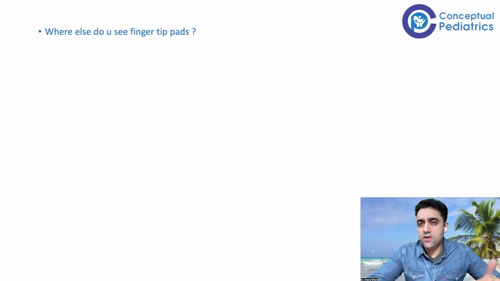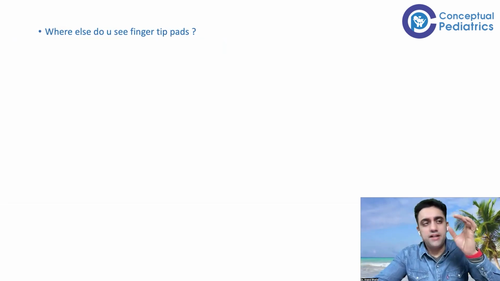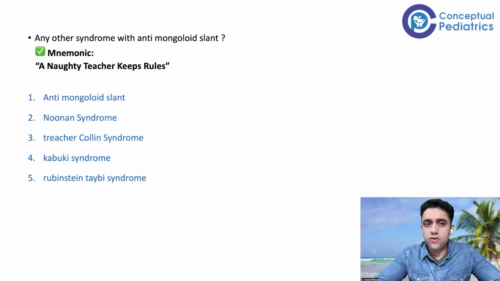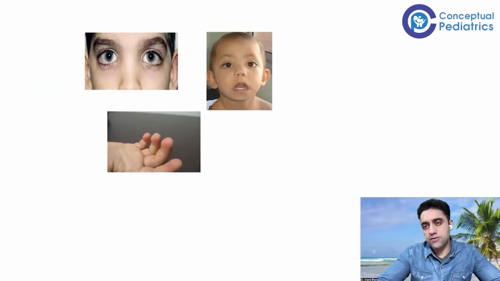I asked you just now a question. Fingertip pads. A little pad of fat is there in the fingertips. Where else do you see it, apart from Rubinstein-Taybi syndrome? You see it in a case of Kabuki syndrome. Now, what is the triad of Kabuki syndrome? Let me show you Kabuki syndrome. Right now, this is Kabuki.